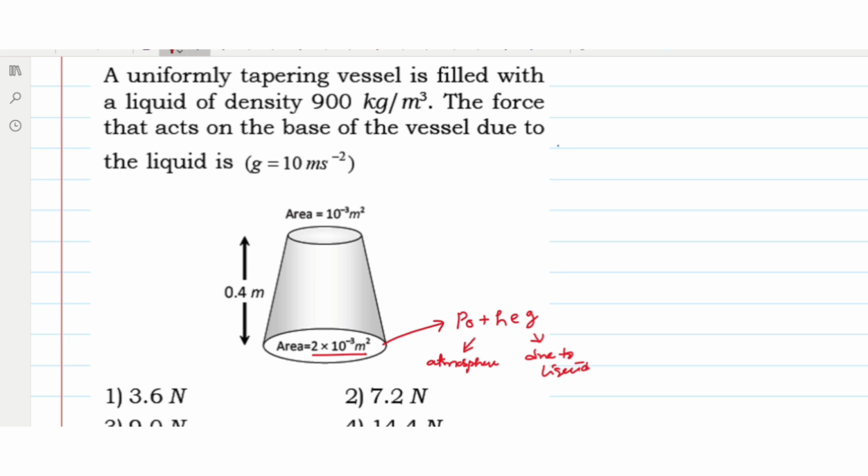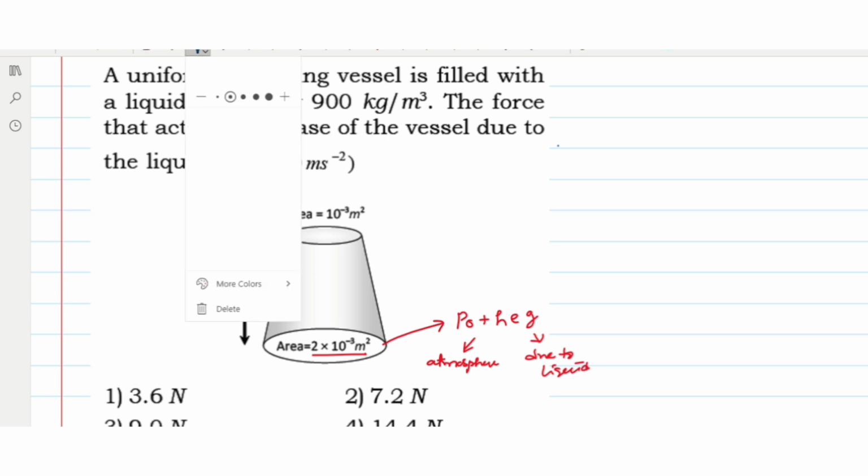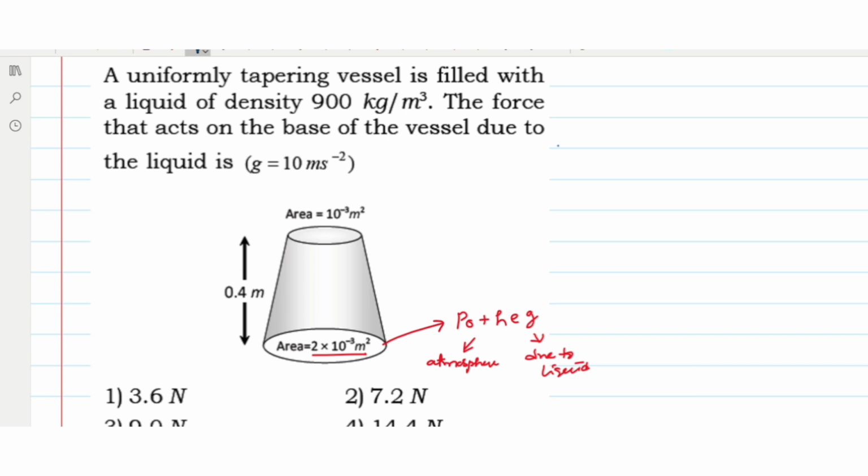Here in the question, what they are expecting is the force that acts on the base of the vessel due to the liquid. So here you have to talk about the pressure due to the liquid. The pressure value you can write as P equal to rho into g into h. Rho is nothing but the density of the water, don't substitute the density of mercury, that is due to the atmospheric pressure. So P equal to rho g h.